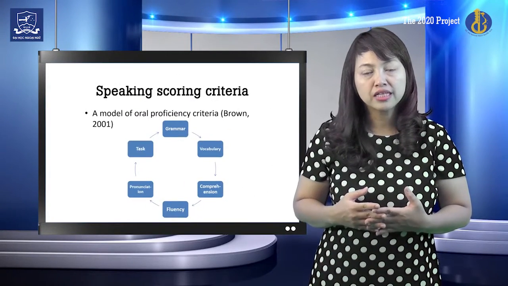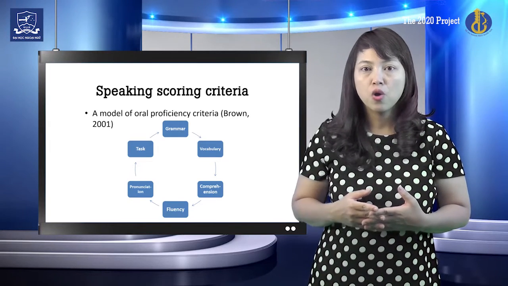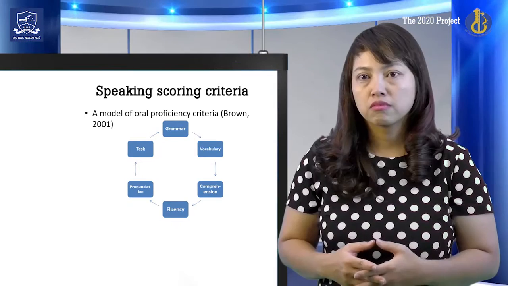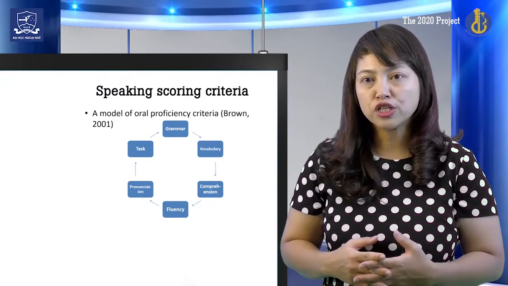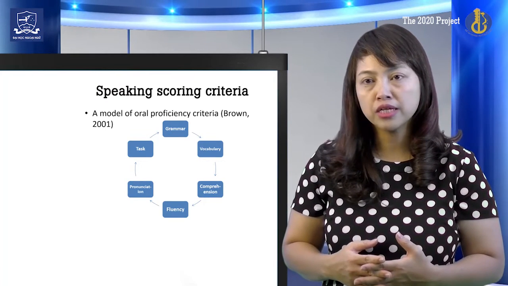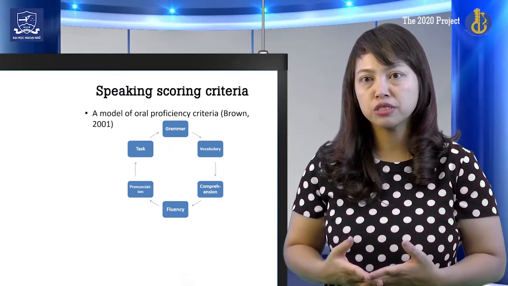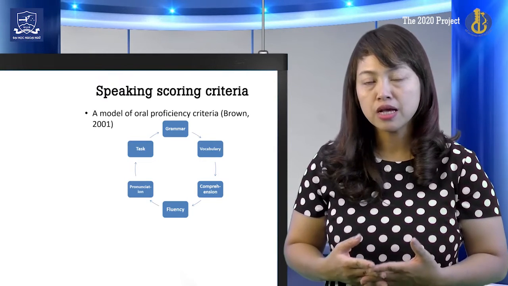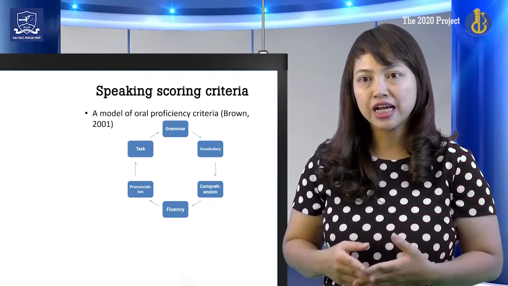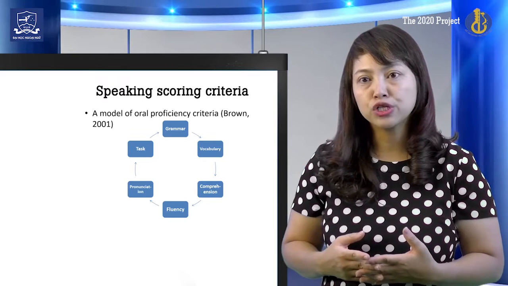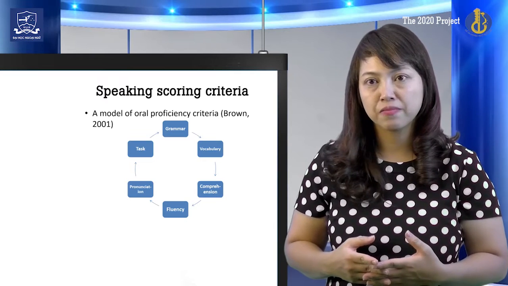Let's now turn to speaking scale components. Many authors have tried to define the criteria which make up speaking proficiency. The model you can see here is extracted from Brown 2001, which comprises 6 major categories of criteria, namely grammar, vocabulary, comprehension, fluency, pronunciation, and the range of tasks that students can participate in. Pronunciation, for instance, is broken down into the mastery of sounds, accents, and communication effect.